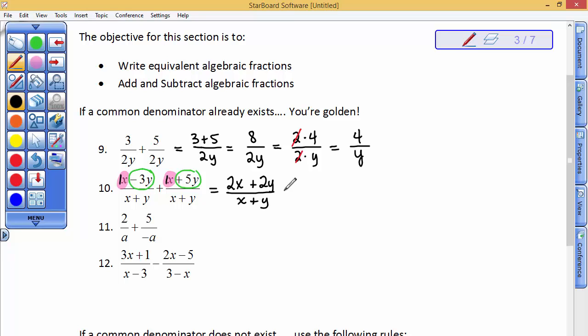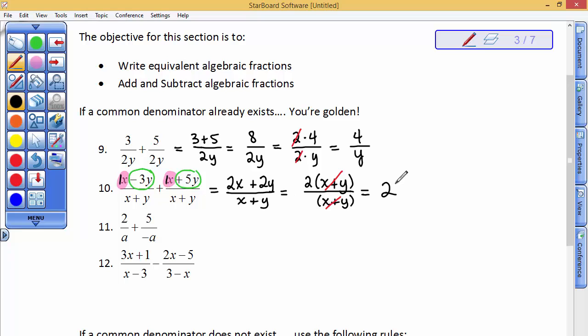But oh, wait a minute, I'm done? But when you're done adding and subtracting fractions, if you can factor anything, like take the 2 out of this, you should. And then the downstairs is a binomial, x plus y as well. If you can remove a common factor, then you should. It means that no matter what x and y are in this problem, you'll always get an answer of 2.